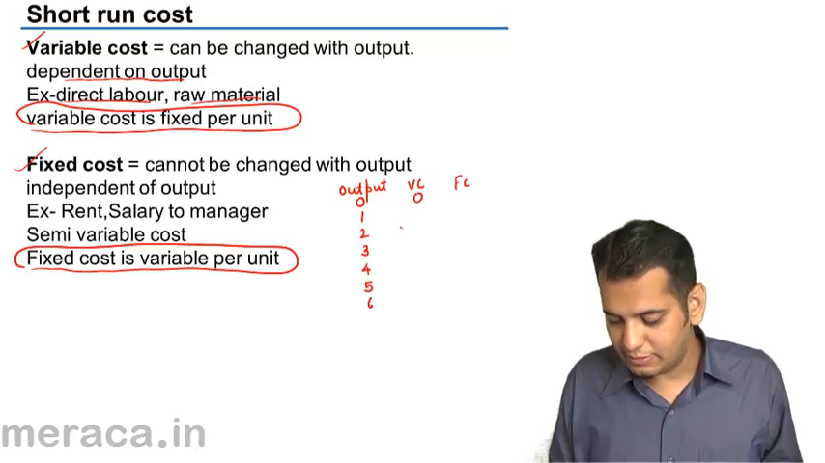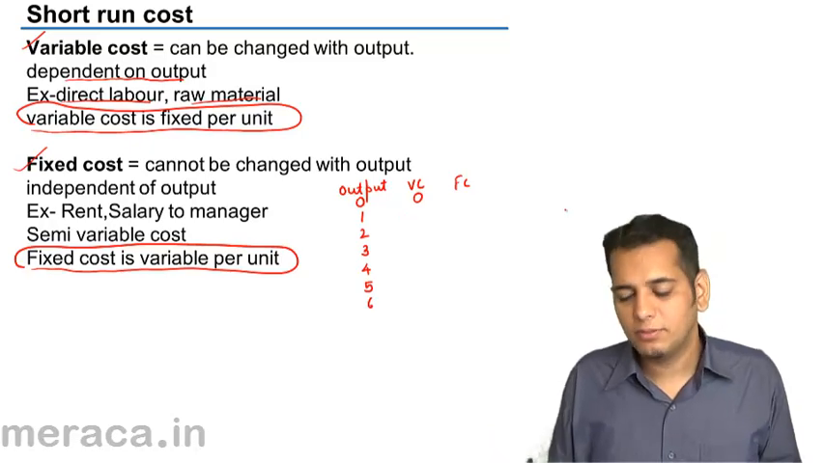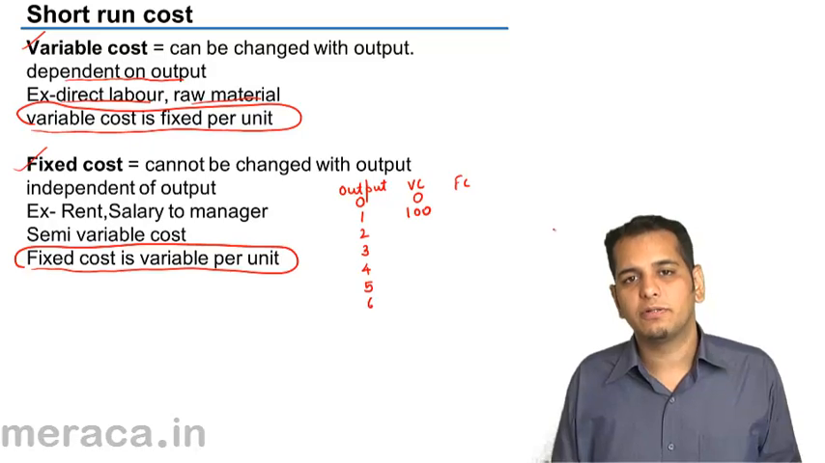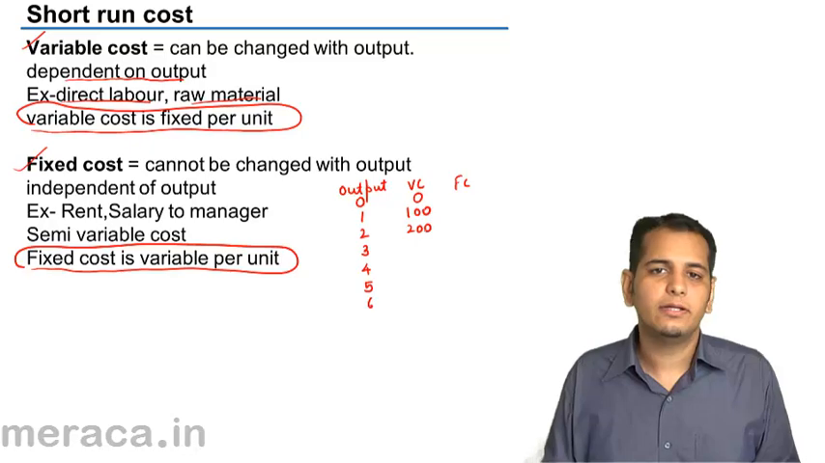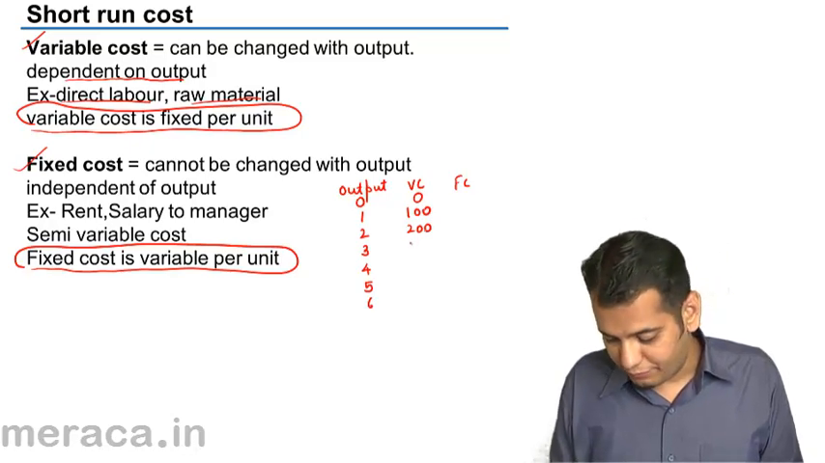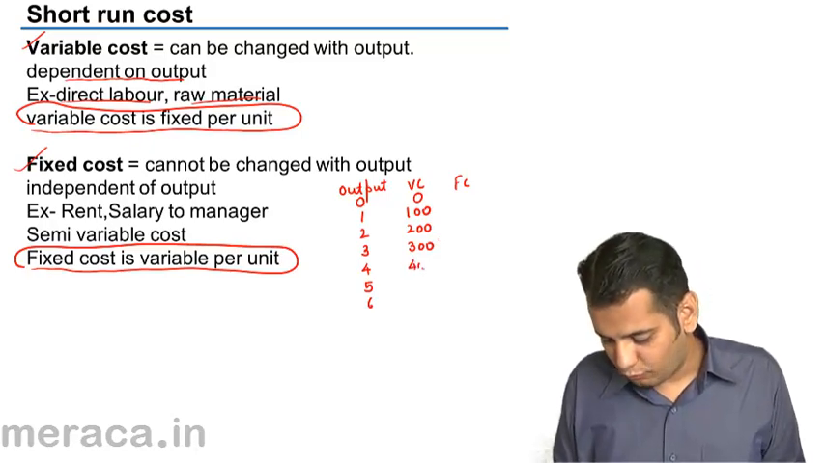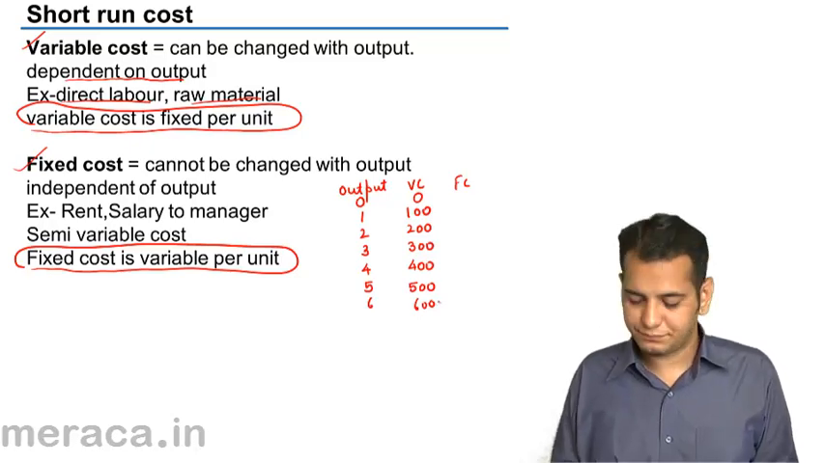So, in our example, if we do not produce anything, we will not incur any variable cost. If we produce 1 unit, variable cost will be 100. If we produce 2 units, variable cost will be 200. If we produce 3 units, 3 into 100, variable cost will be 300. For 4 units it will be 400, for 5 units it will be 500, and finally for 6 units it will be 600.